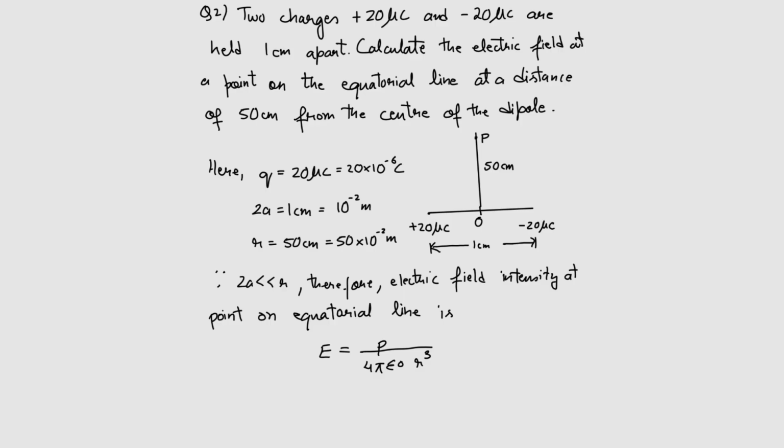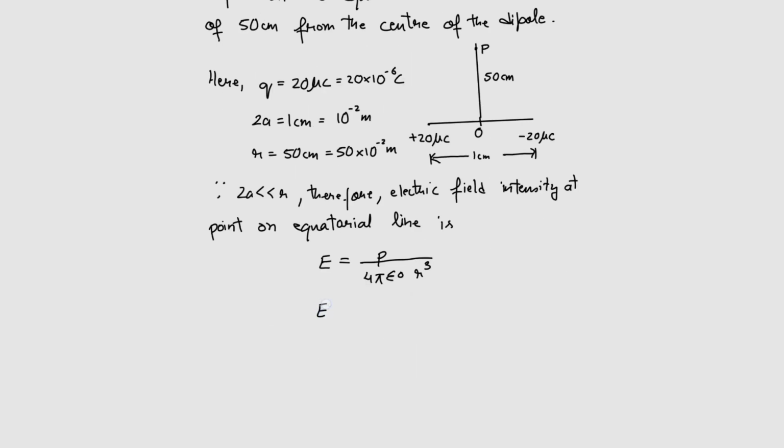Here, instead of P we use the formula P is equal to Q into 2A, divided by 4 pi epsilon naught R cube. We already know that K is equal to 1 by 4 pi epsilon naught, which is equal to 9 into 10 to the power 9 Newton meter square per coulomb square.